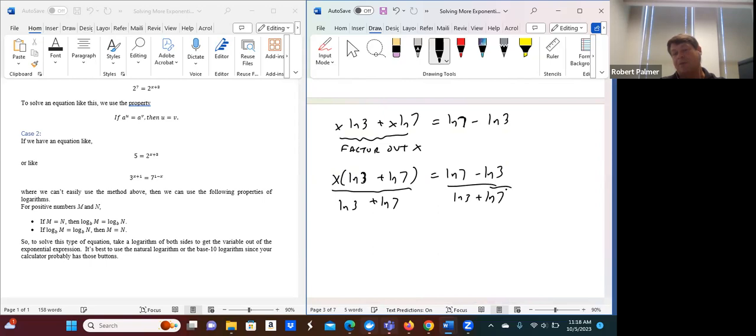And one more thing to make clear, remember that you can't cancel these out. If they're all multiplied together, you can cancel them out. But since they're part of addition or subtraction, you can't cancel these out or these out. Now I can cancel this because it's the same term on both top and bottom. And now we just have x.